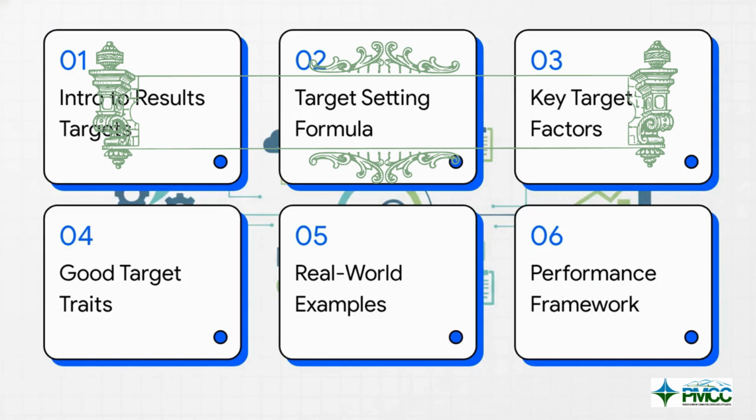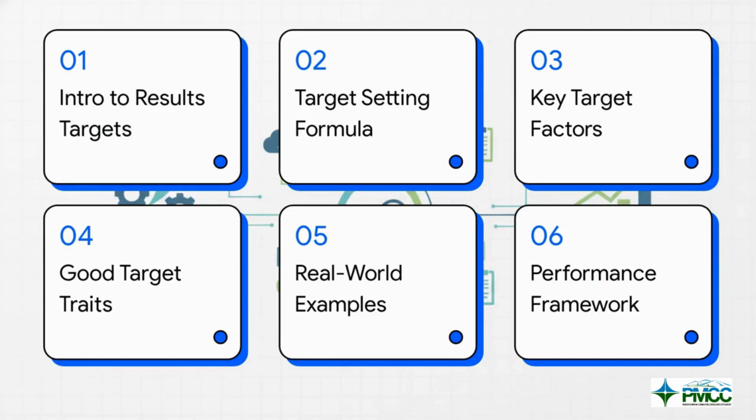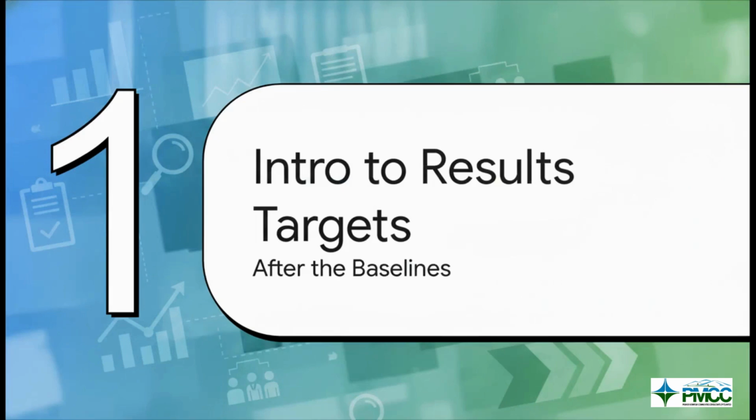Here is a quick look at our learning roadmap for today. We'll be covering the introduction to results targets, the target setting formula, key target setting factors, characteristics of good targets, real-world development examples, and finally, building the performance framework. Let's start with Section 1, Introduction to Results Targets. This is the crucial next step after baselines.